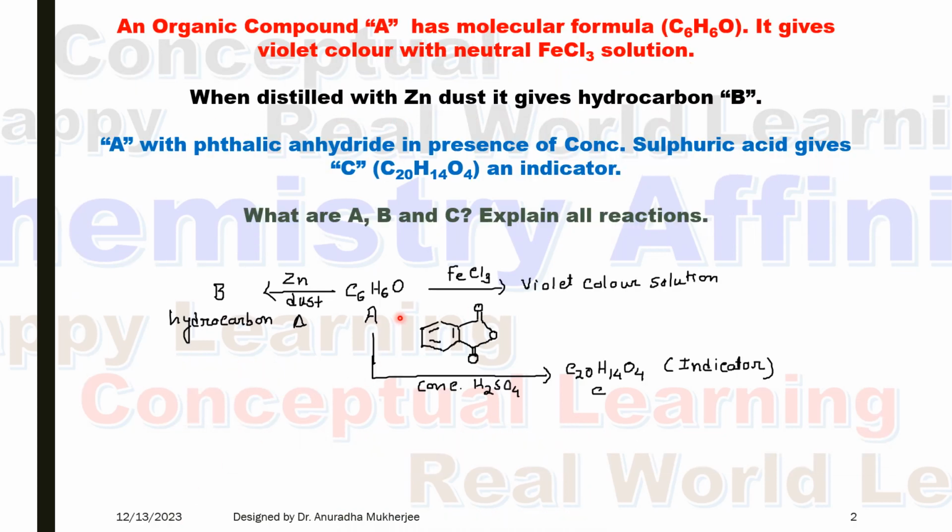Compound A has molecular formula C6H6O. It gives violet color when we add ferric chloride solution into it. When distilled with zinc dust, it gives hydrocarbon B. Now compound A reacts with phthalic anhydride in presence of concentrated sulphuric acid and gives an indicator C. We have to find out A, B and C, and we are going to explain all the reactions. Now let's explore it.